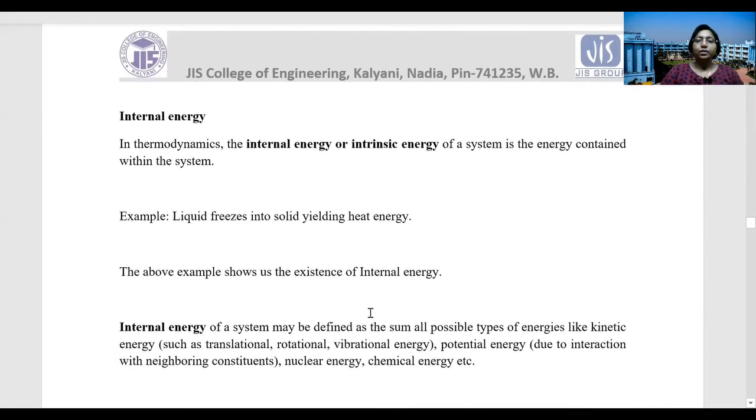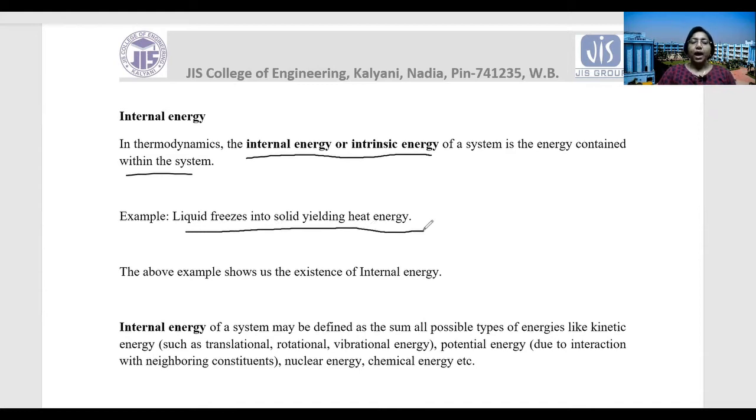Now, what is the internal energy? In thermodynamics, the internal energy or intrinsic energy of a system is the energy content within the system. Within the system, there is the energy content that is called internal energy or intrinsic energy. Example: a liquid freezes into solid yielding heat energy. The above example shows us the existence of internal energy.